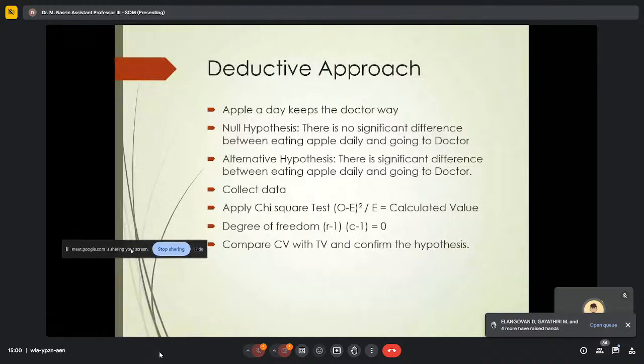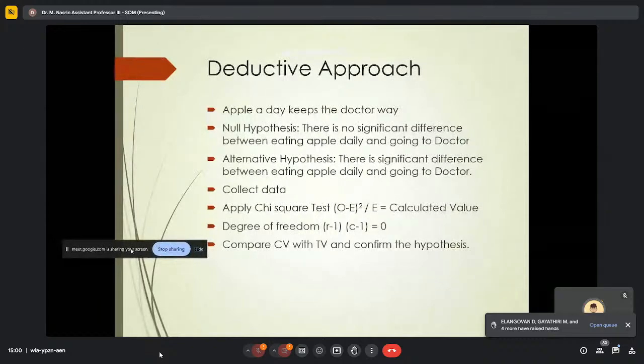Now finally, to interpret the results, one value is the calculated value from the chi-square formula which you have computed. The other value is the table value, which I have referred to here as TV. So you have two values. You will confirm the results of your hypothesis based on the table value. Suppose your calculated value is lesser than the table value, you reject the hypothesis. If your calculated value is higher than your table value, you accept the hypothesis.